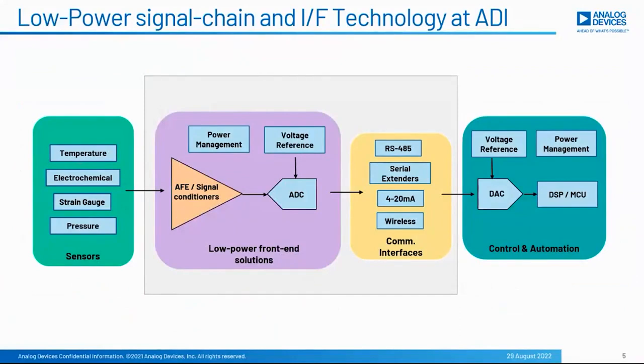In this webinar, our focus will be industrial automation, and therefore, some interfaces like RS-485, serial extenders, and 4 to 20 milliamp loop transmitters will be discussed. All these interfaces are part of the industrial connectivity solution and are very much needed for long distance communication with the host for control and automation purposes.